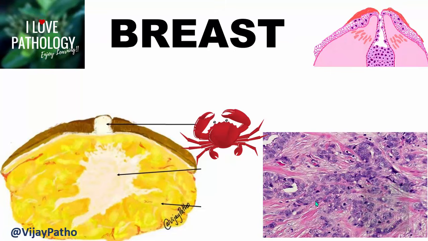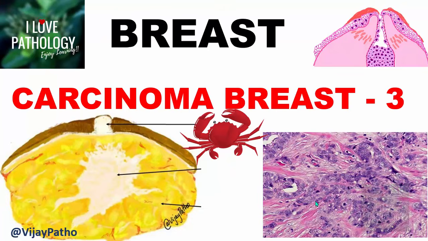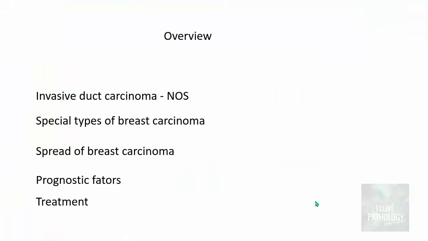In the earlier parts, we had discussed breast cancer, its risk factors, etiopathogenesis, pathology, classification, and carcinoma in situ. In this part of the breast cancer series, I will be talking about invasive duct carcinoma, the special types of breast carcinoma, how breast carcinoma spreads, what the various prognostic factors are, and finally a bit about the treatment of breast carcinoma. So let's begin with invasive carcinomas.